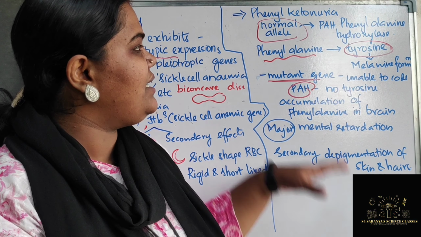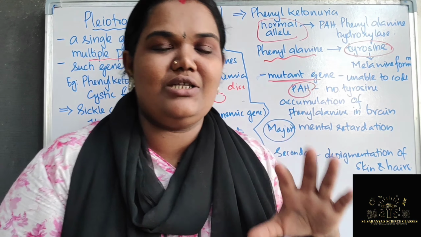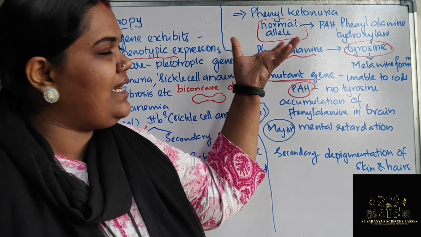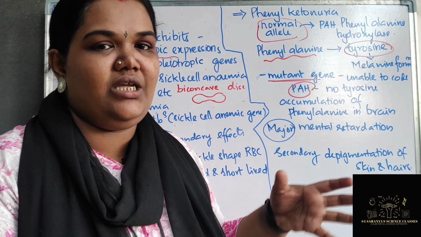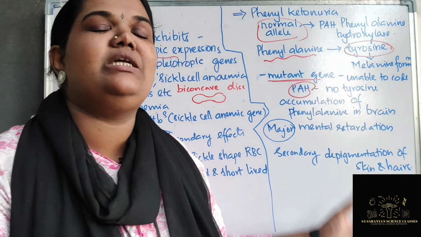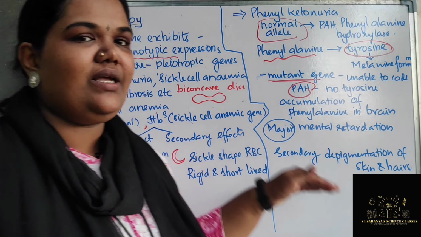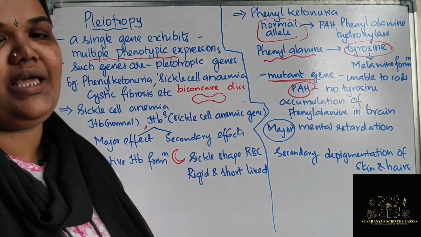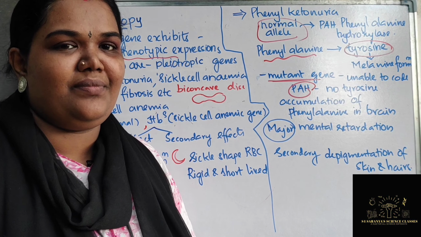So you can see that because of that one mutated gene, one allele, there will be multiple phenotypic expressions. So that's why this comes under pleiotropic expression or pleiotropy.